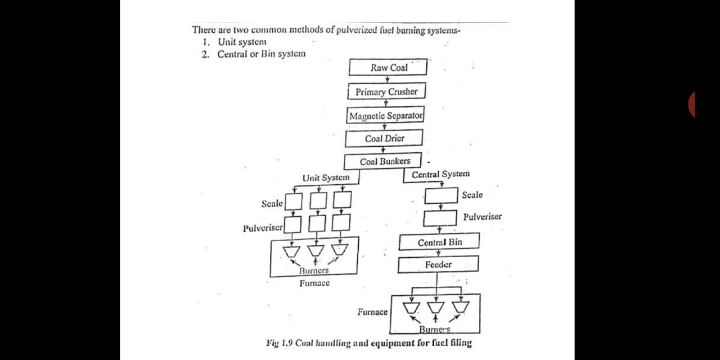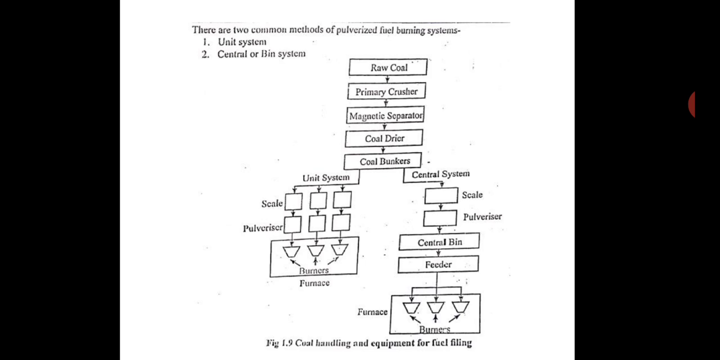Now to the left side you find the unit system, and to the right side you find the central system. So what is the difference? In the unit system, for each burner there is a separate pulverizer and a separate scale. Whereas in the central system that is not the case. In the central system the scale is common, the pulverizer is common, and the pulverized coal is stored in a central bin. From the central bin it is fed to the different furnace burners. So this is the main difference.